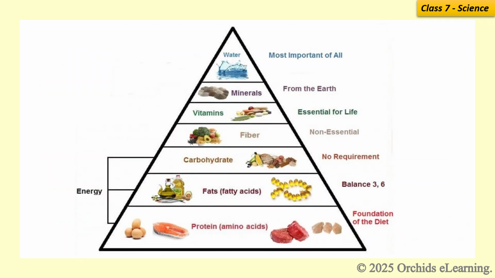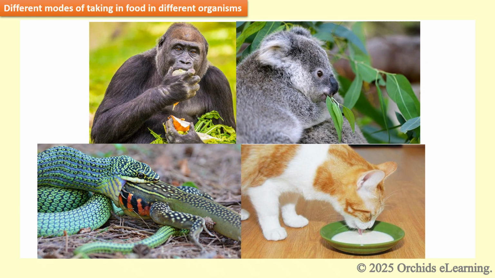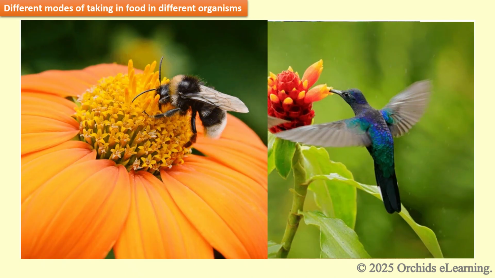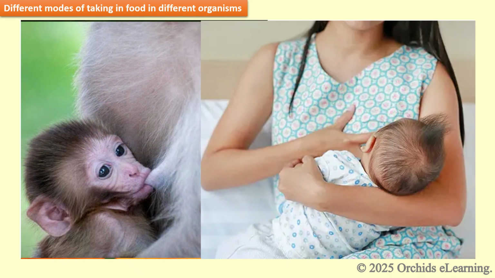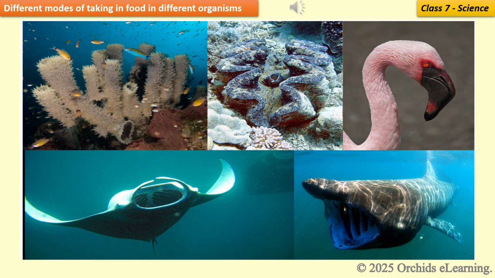Animal nutrition includes the nutrient requirements, mode of intake of food, and its utilization in the body. The mode of taking food varies from animal to animal. For example, bees and hummingbirds suck the nectar from flowers. Infants of humans, and many other animals, feed on mother's milk. Snakes such as python swallow their prey. Aquatic animals such as ducks, whales, and sharks filter small food particles floating in water and feed on them.